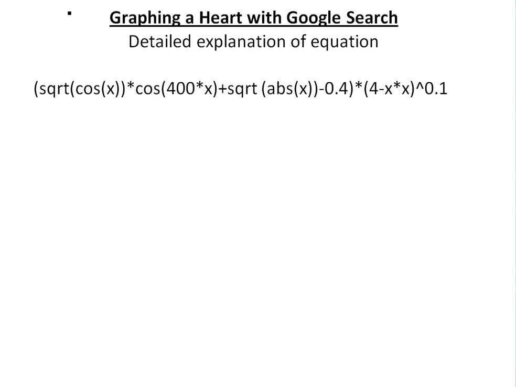Alright, it's time for the math. Easy solution to discuss, something I found a while ago. It's pretty ridiculous. You could graph a heart with the Google search calculator. I'll show you an explanation of this.